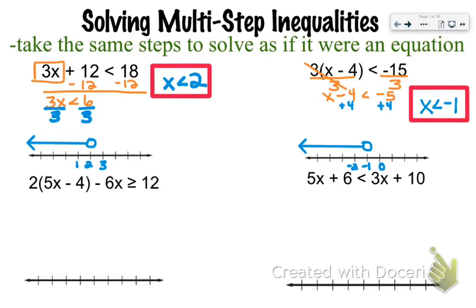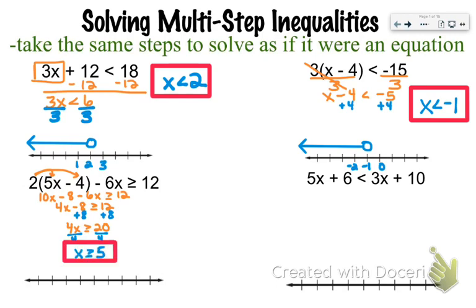For the third problem, we do have some parentheses, and we have to use the distributive property, so we need to distribute that 2 first before we can start to solve it. So we'll distribute that 2 and we get 10x minus 8 minus 6x is greater than or equal to 12, but before we can start to solve, we do have to combine the like terms on that left side. 10x minus 6x gives us 4x. Add 8 to both sides to isolate the x term, and then divide both sides by 4 to get x by itself. So we get x is greater than or equal to 5. So we need a closed circle this time, and the arrow is going to go to the right.